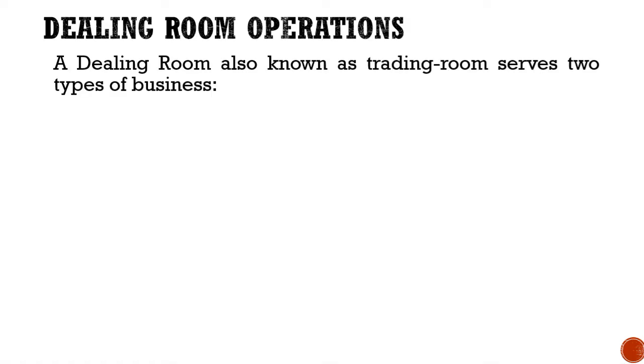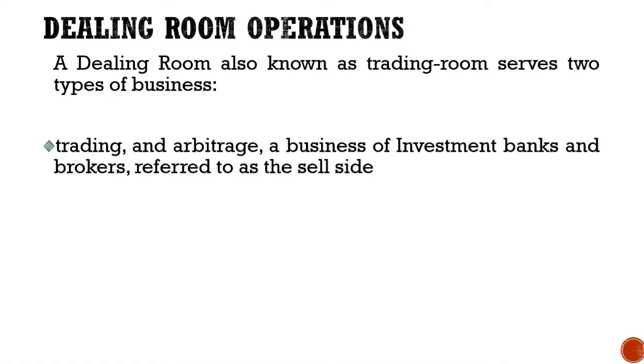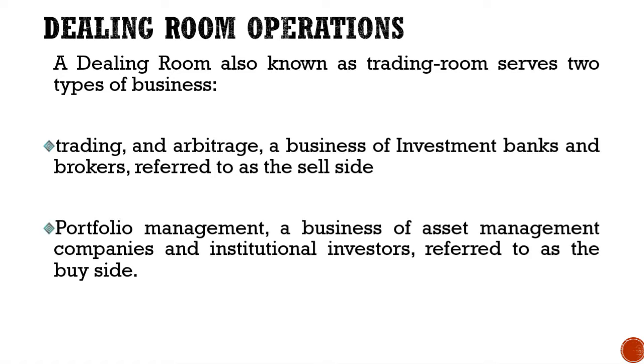A dealing room, also known as the trading room, serves two types of businesses. One, trading and arbitrage, a business of investment banks and brokers, referred to as the sell side. And second, portfolio management, a business of asset management companies and institutional investors, referred to as the buy side. So a dealing room is basically a two-way business where you have the sell side and the buy side. The sell side comprises trading and arbitrage, and the buy side is portfolio management.